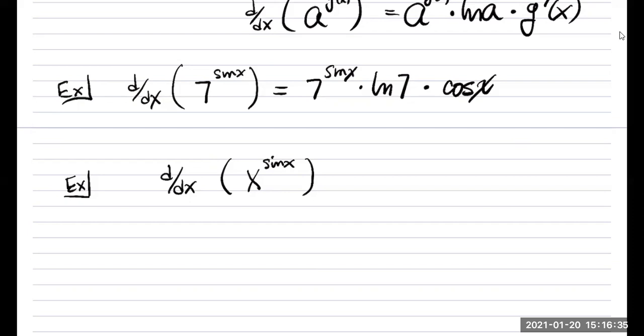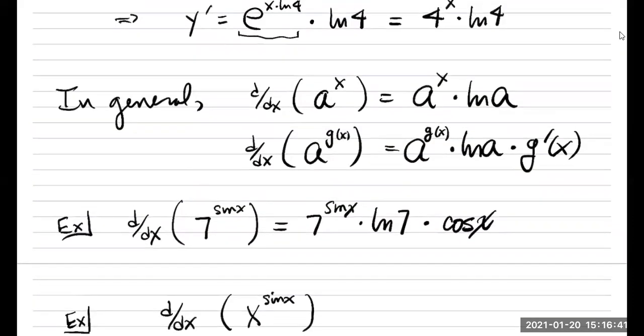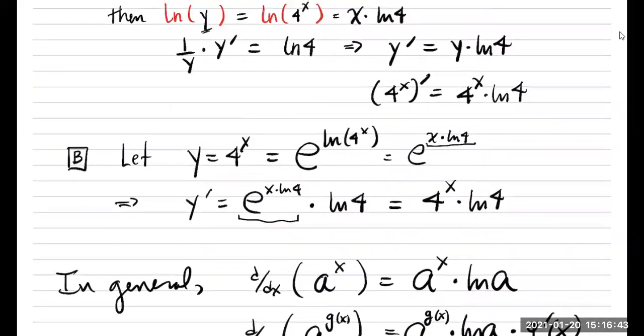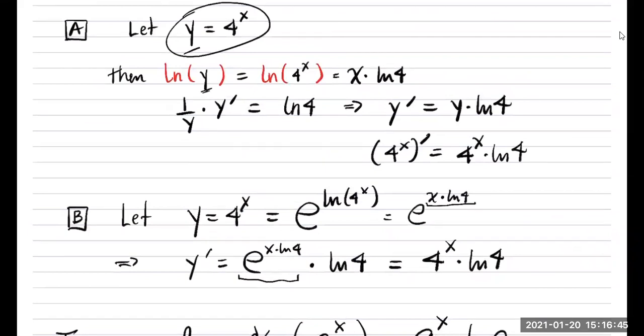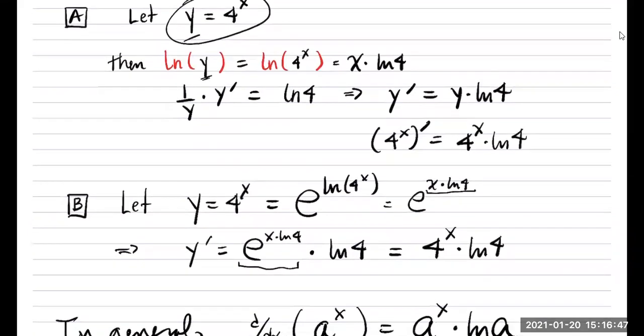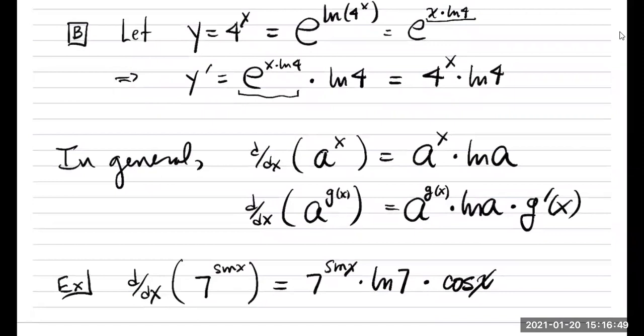So for this one, I think we can use either method A or method B above, the way that we approached the derivative of 4 to the x. We can try either one of these approaches. You cannot, however, use this general statement. Okay, and the reason why is because in both these cases, the base a is a constant.